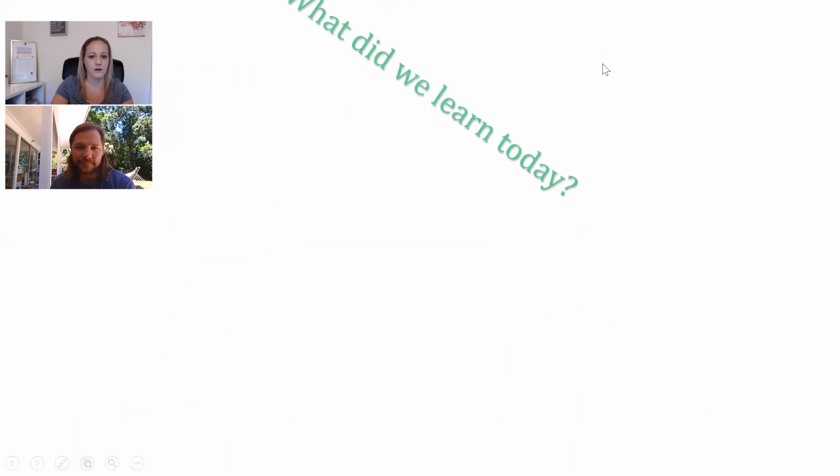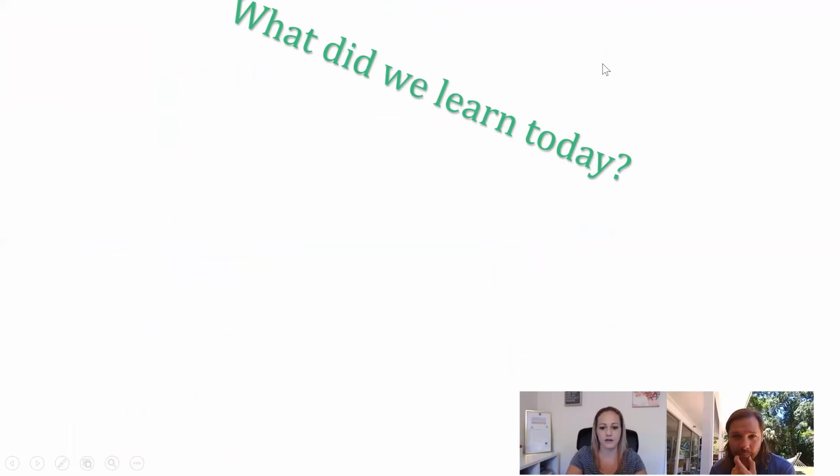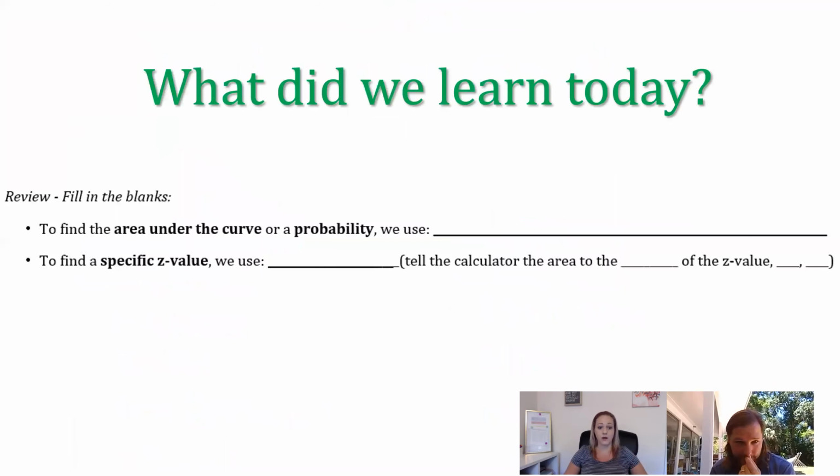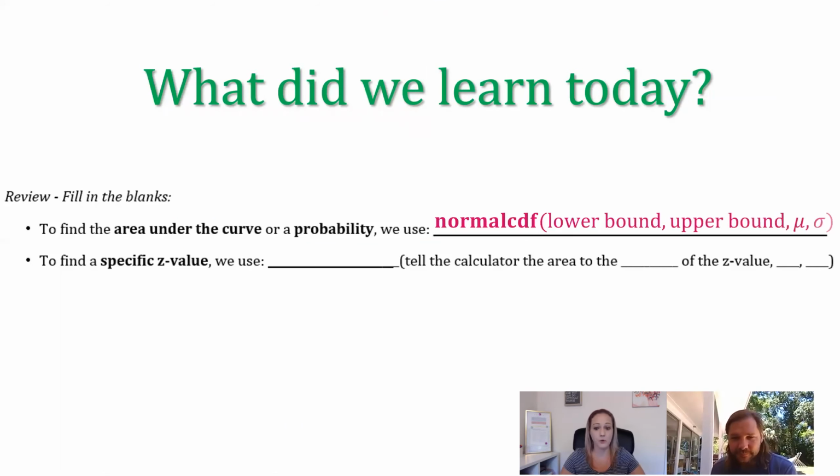All right, great. Okay, so let's review what we learned today as far as the calculator functions. If you want to find the area under the curve, or if you want to find a probability, what function is that in your calculator? Normal CDF. Good. Normal CDF, and that has the 4 inputs: lower bound, upper bound, mu, and sigma. And then if you're trying to find a specific z value or an x value, what function is that? Inverse norm. Yep, and you need to tell the calculator the area to the? To the left. To the left, yep, and then mu and sigma.